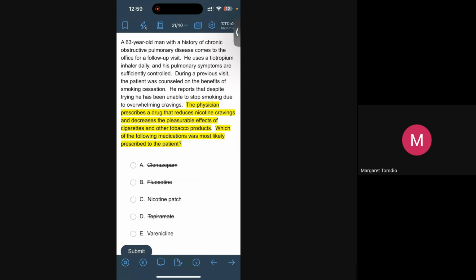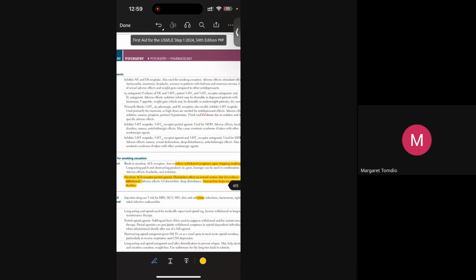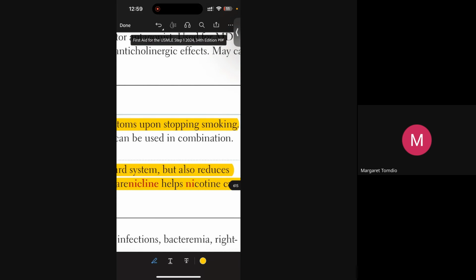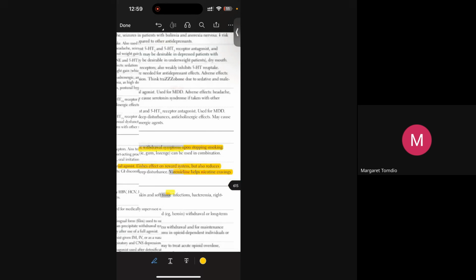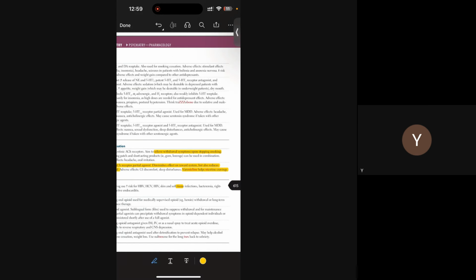Now you have to tell me which one of these is going to reduce the nicotine cravings. Is it the nicotine patch or varenicline? Varenicline. Varenicline helps nicotine cravings. But doctor, giving nicotine will also decrease the cravings, no? Because he's getting it from the patch. Nicotine does not reduce the nicotine cravings.